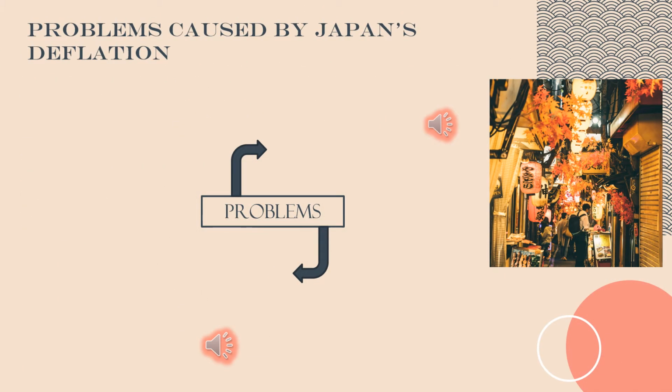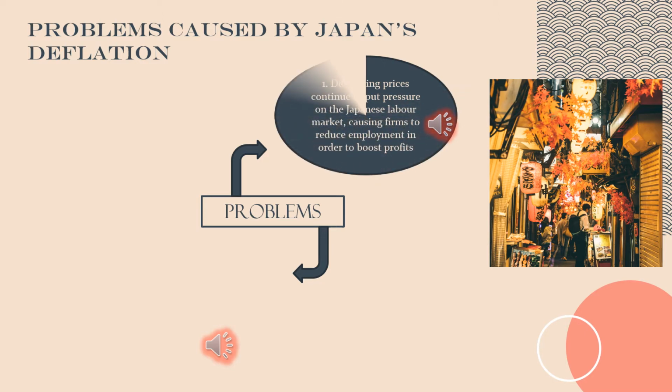Next, I will proceed with the problems caused by Japan's deflation. The first problem encountered by Japan's government was that decreasing prices continued to put pressure on the Japanese labor market, causing firms to reduce employment in order to boost their profits.